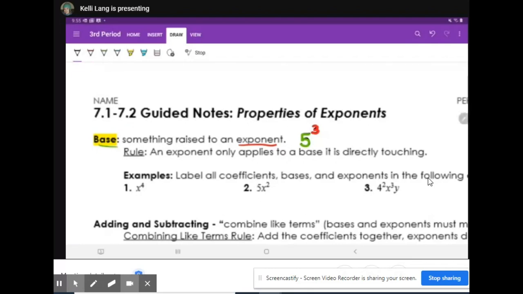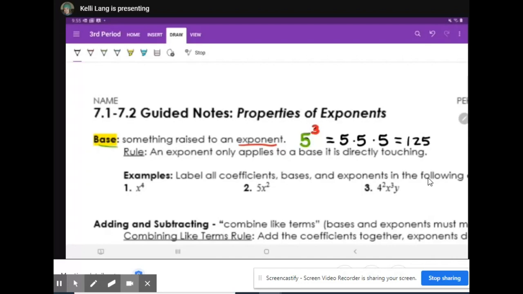Well, what does this mean? This means take your base and multiply it together 3 times. So 5 to the third power, or 5 to the exponent of 3, means take 5 and multiply it together 3 times. 5 times 5 times 5 is 125. So we could actually calculate a number for this.